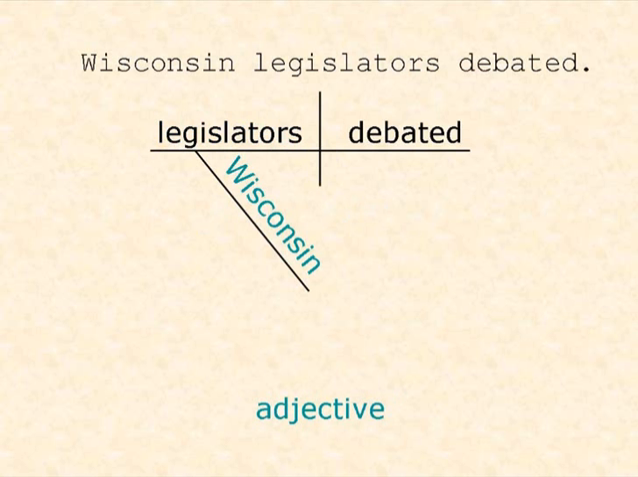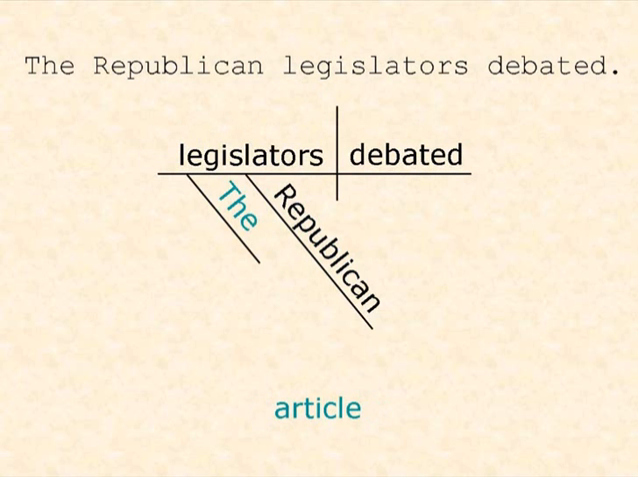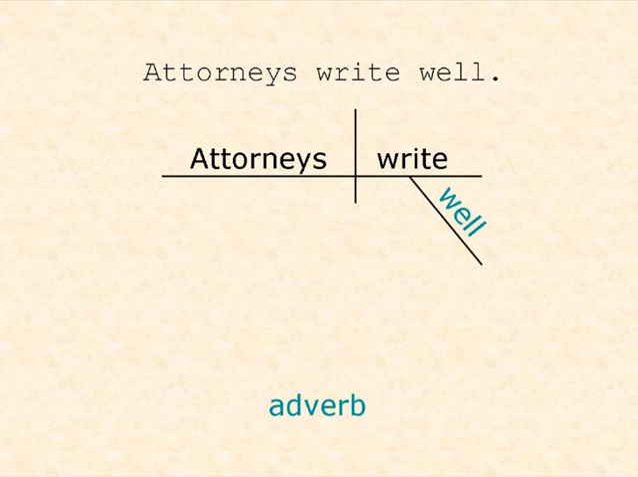Here, Wisconsin legislators debated. Wisconsin is your adjective. You diagram that adjective on a slanted line beneath the noun legislators that it modifies. You diagram articles as modifiers. So the is your article and it's modifying legislators. Diagram the adverb on a slanted line beneath the verb it modifies. So attorneys write well. Now that's a given. We all understand that. But well is your adverb, and it modifies write. So it goes on that slanted line.